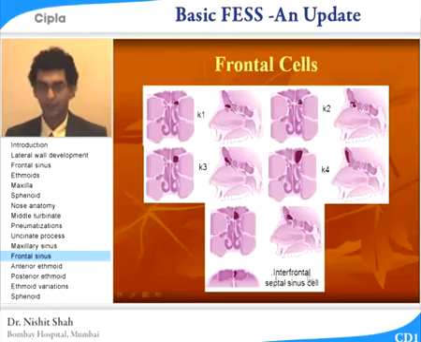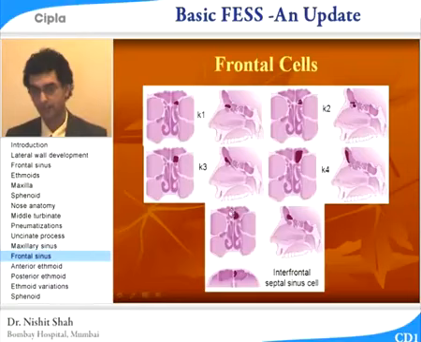Another variation is known as the interfrontal septal sinus cell, when you have a cell which is attached to the septal sinus, and if you were to follow it backwards, it would then open either independently into the recess or into the frontal sinus.